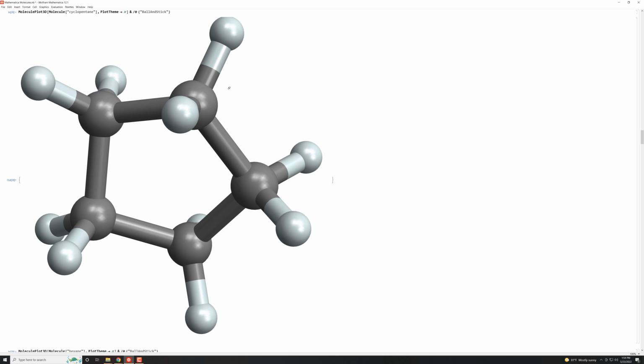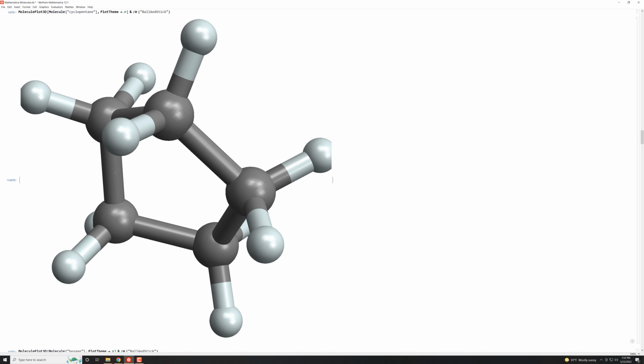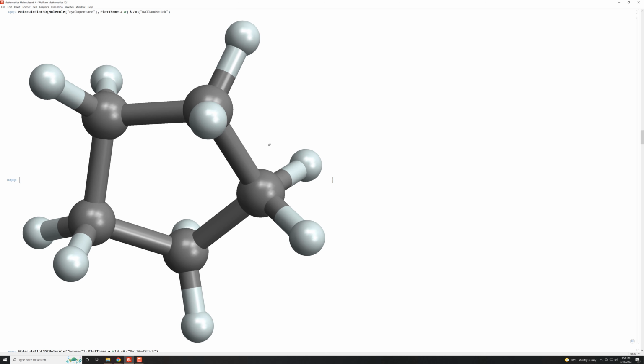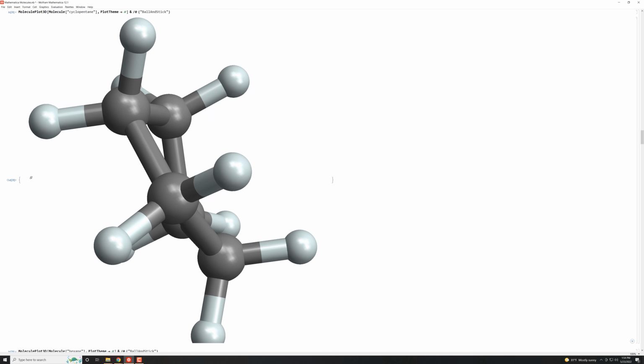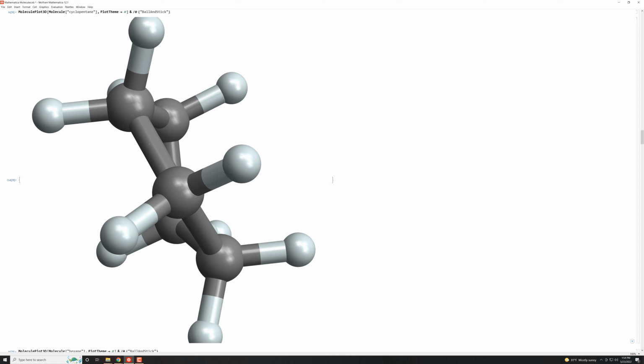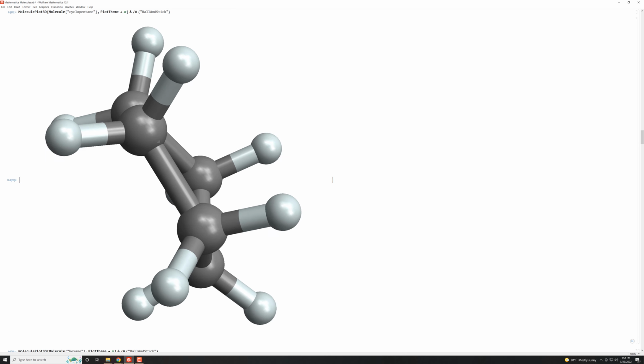Now you still have hydrogens everywhere, so each of the carbons is now connected to two hydrogens and to two carbons, and it forms a nice ring. But notice that this ring is not exactly flat in the plane. If you look at it, it's kinked, right?